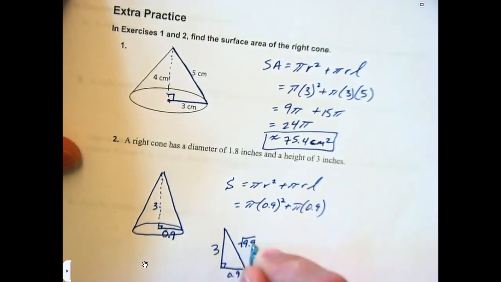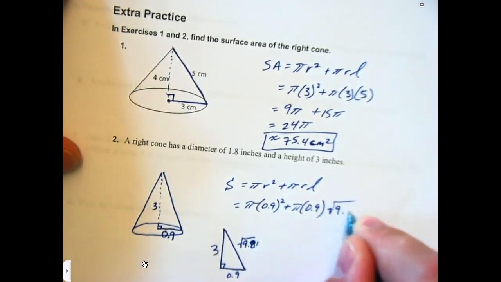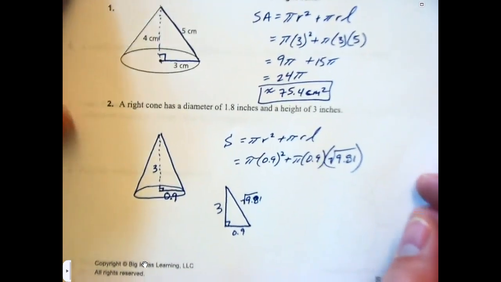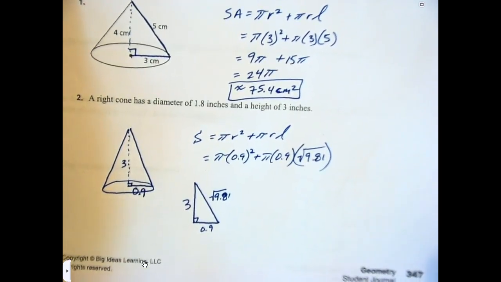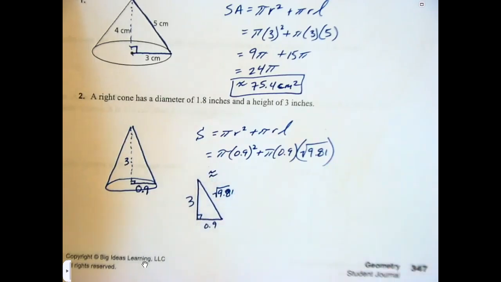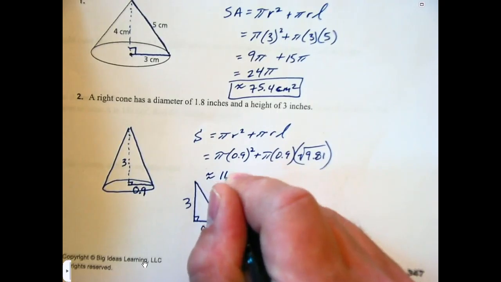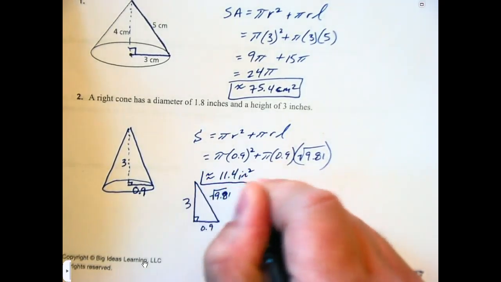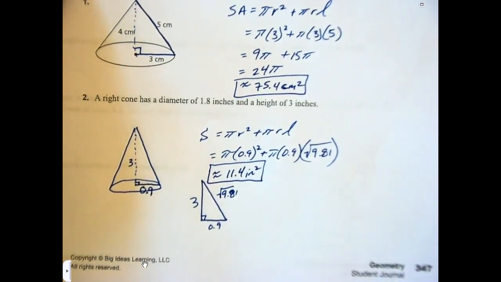Square root 9.81. Anytime you're going to input a value when you're multiplying, make sure that you input it using the exact value. That way you don't get a rounding error. So that would be what I'm plugging in to my calculator. Should give you 11.4. Well done. I'm impressed. Good job.